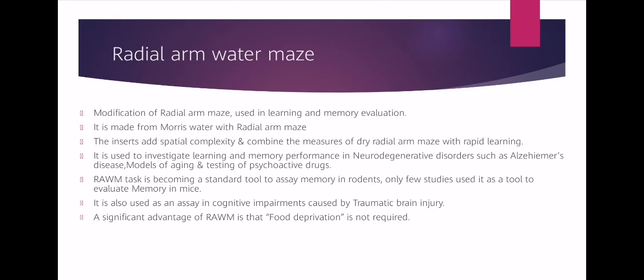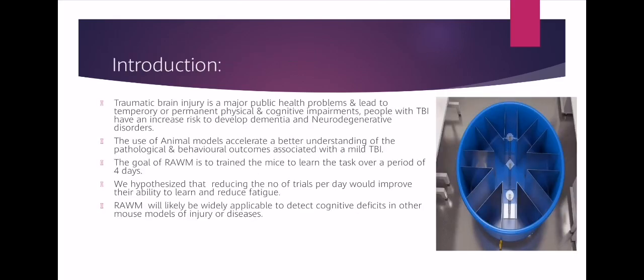Only a few studies use it as a tool to evaluate memory in mice. It is also used as an assay in cognitive impairment caused by traumatic brain injury. A significant advantage of RAWM is that food deprivation is not required. Food deprivation is required in the radial arm maze but not required in the radial arm water maze. It has a significant advantage. Then we have an introduction.